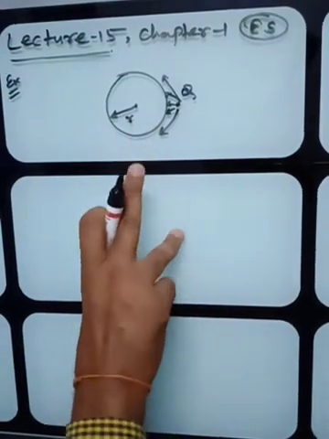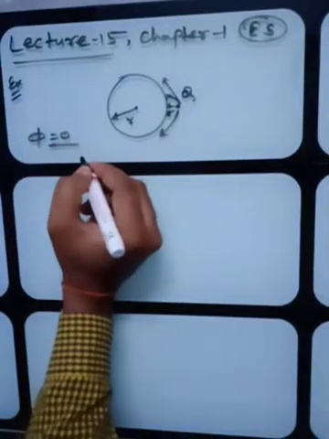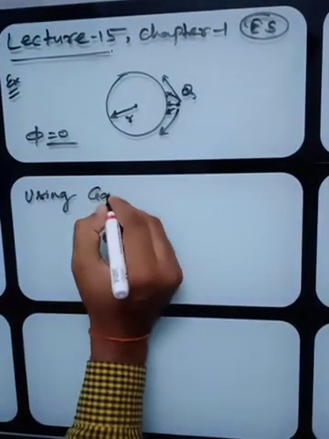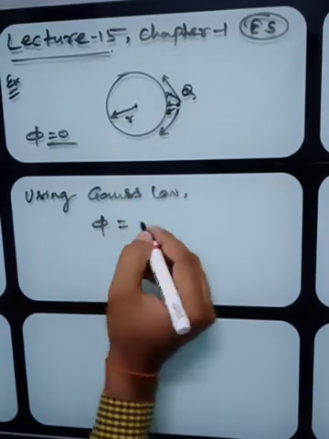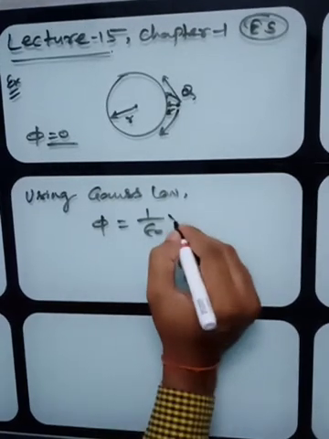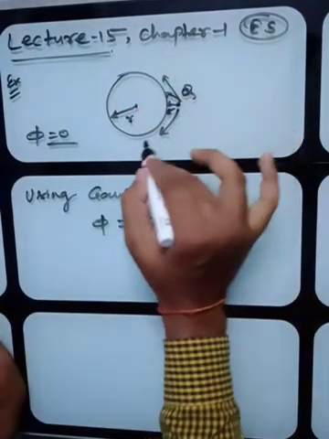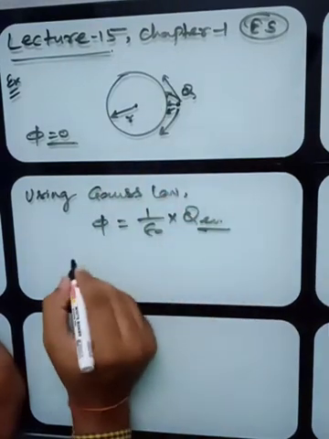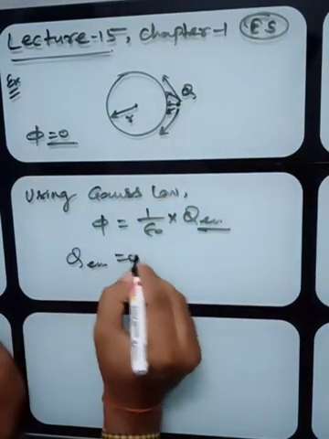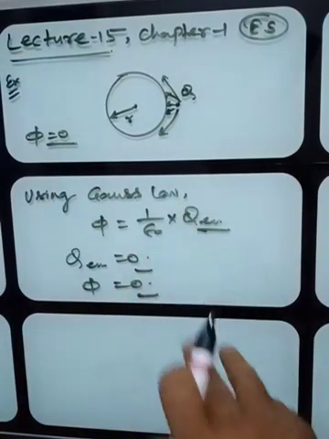What will be the answer? And the answer is very simple, student. The flux will be how much? It is 0. Why? Using Gauss law, we know that phi can be written as 1 by epsilon naught times q enclosed. That is, we are applying the Gauss law for this particular body and the charge inside the body. But here the charge inside the body is 0, because q enclosed is how much? 0. So phi will also be 0. Very simple. So you can write here the flux will be 0.